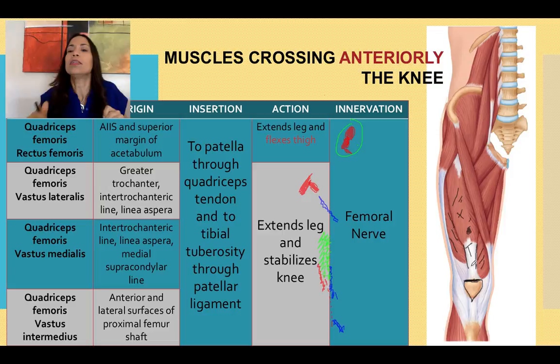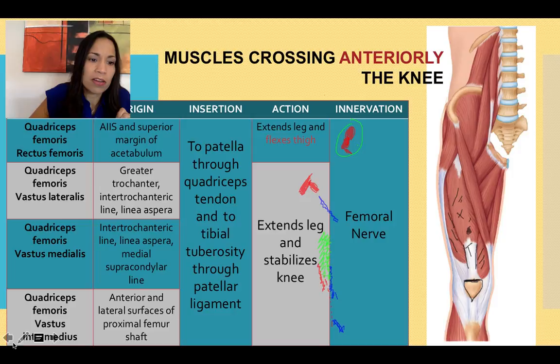Now, I'm going to put it in another color to set the difference. Spanning or extending from the tip, the apex of the patella, to this structure, I hope you remember the name, this bump that we have in the anterior aspect of the tibia, the tibial tuberosity. So from the apex of the patella to the tibial tuberosity, we're going to find this.